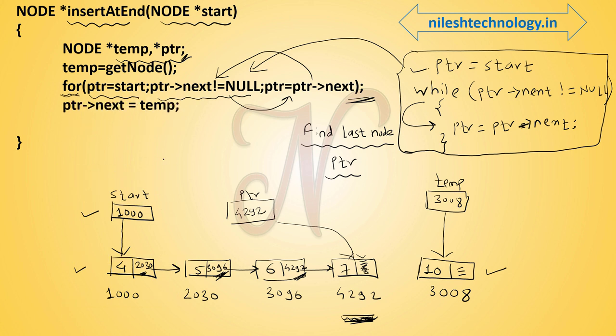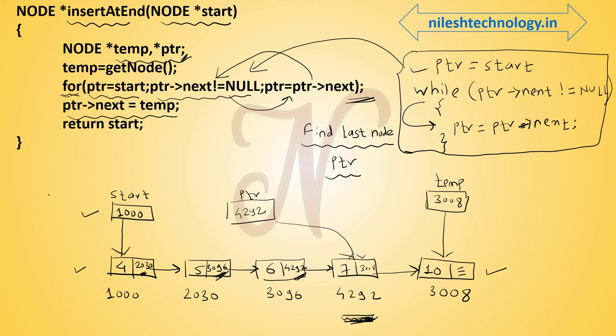My next line joins this temp to the current linked list: ptr of next equal to temp. This is your ptr, 4292. Assign its next to temp. Temp is pointing to this node, so this next is pointing to the same node where temp is pointing. Now this address is 3008. So here we connect this list, and now we return the start.